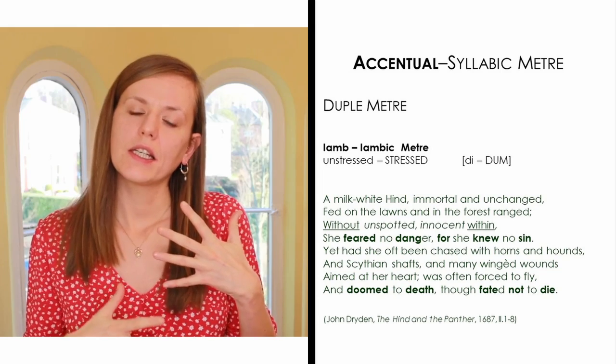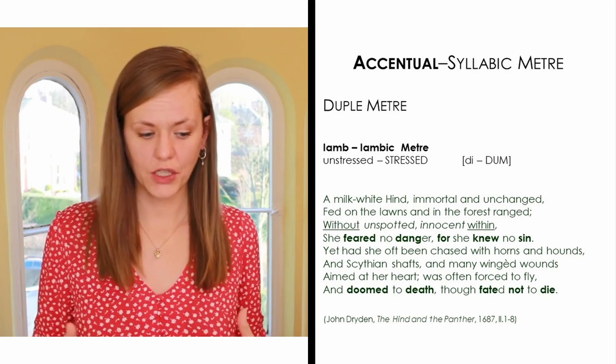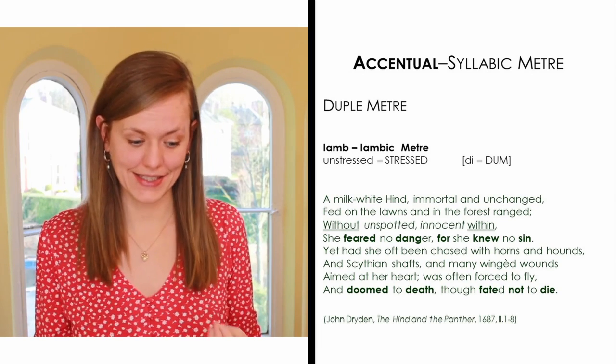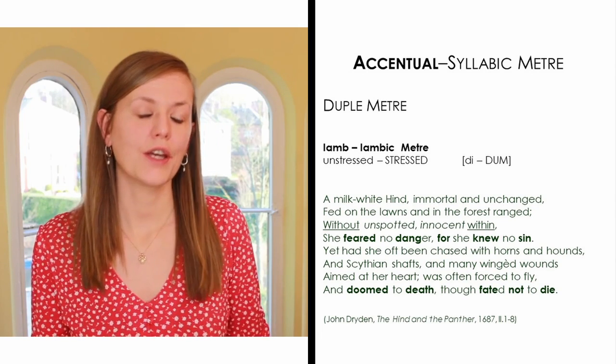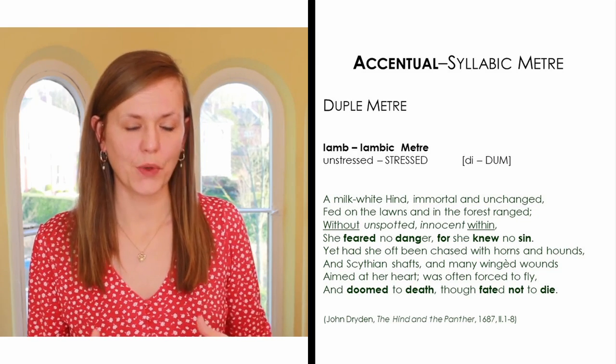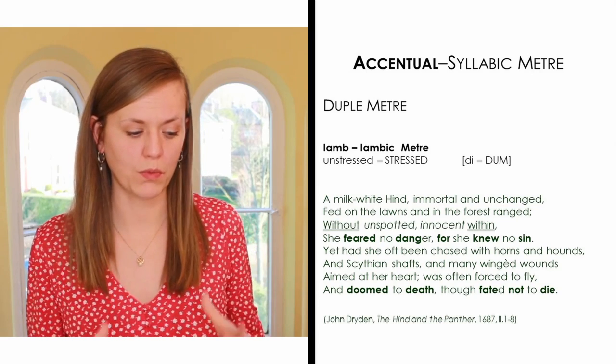But Dryden elsewhere uses different kinds of emphasis. So here in the third line, for example, he uses chiastic antithesis and caesura. Caesura is a pause in the middle of the line. So he produces emphasis differently in the way that he has formed that line.